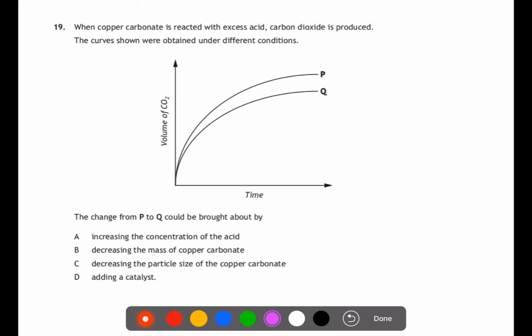Question 19. When copper carbonate is reacted with excess acid, carbon dioxide is produced. The curves shown were under different conditions. So we're trying to go from curve P to curve Q. So what we'll do is we'll add in a curve for each of the different answers here. If you were to increase the concentration of the acid, then the final volume of carbon dioxide would be the same. However, you would get there quicker.